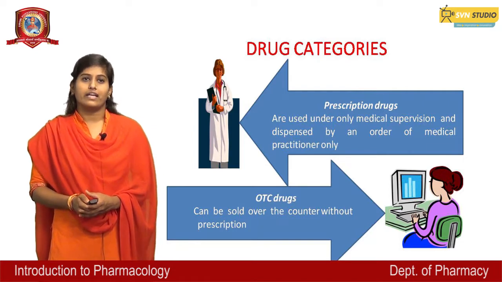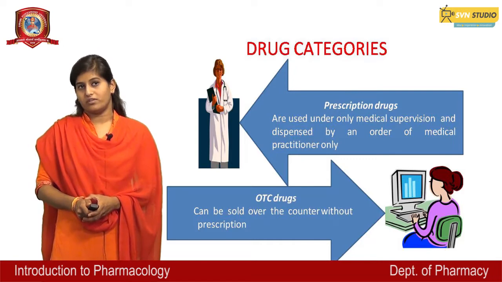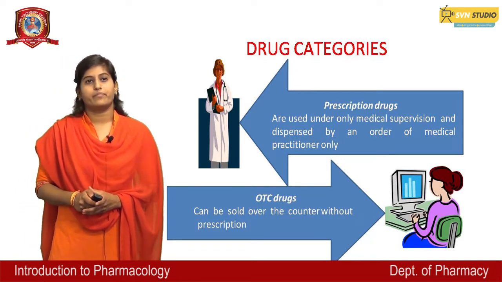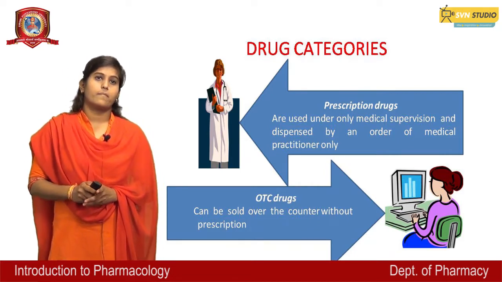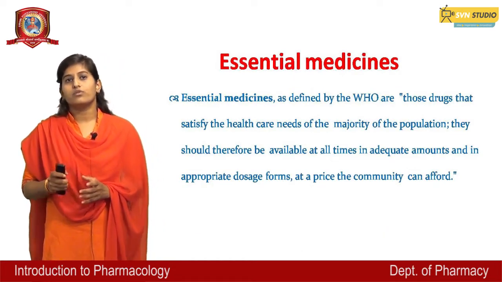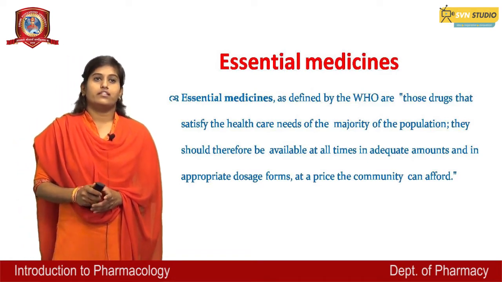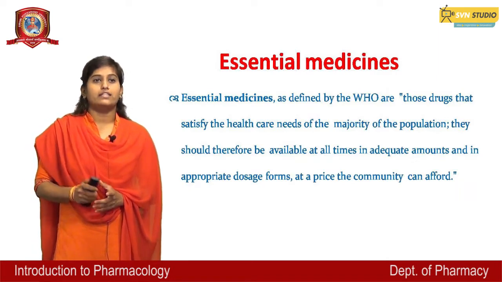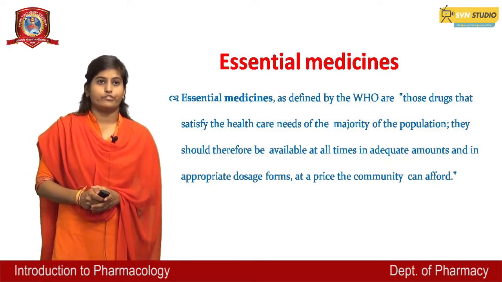Drug categories: prescription drug and OTC drug. Prescription drugs are used only under medical supervision and dispensed only by order of a medical practitioner. OTC drugs can be sold over the counter without a prescription. Essential medicines. Essential medicines are defined by the WHO as those drugs that satisfy the healthcare needs of the majority of the population. They should therefore be available at all times in adequate amounts and in appropriate dosage forms at a price the community can afford.